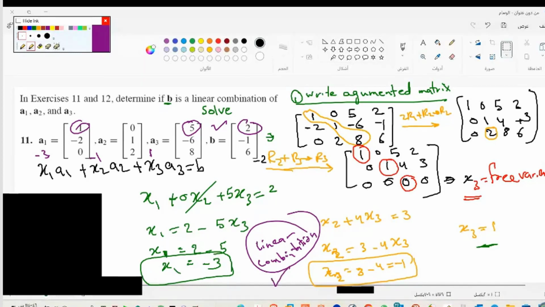So now I have a question. If there is no solution, so there is no x, just write no x, that means it's not a linear combination. If we have one solution, it's okay. If we have a free variable, select any value for it and solve. If there is no answer, just write there is no answer and it's not a linear combination.